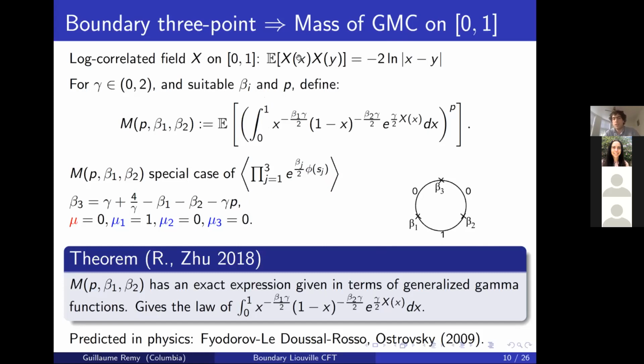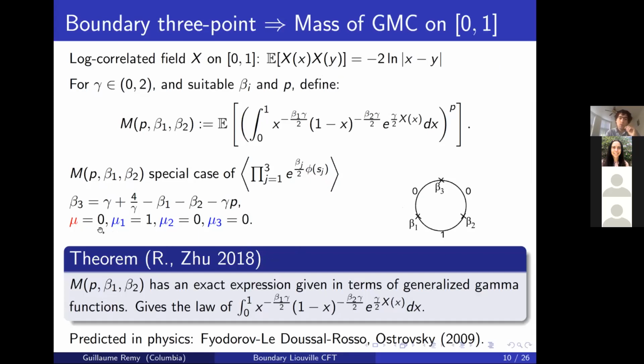So it's a slightly different setup: you have your log-correlated field, and now the field X for this slide is on the unit interval. You consider this moment of its total mass, so you have a total mass on the unit interval with some insertions. These parameters beta 1, beta 2 are free, and you have a moment P. And this moment of this measure is actually a special case of this boundary 3-point function. You have to make the following choices, which are highlighted here.